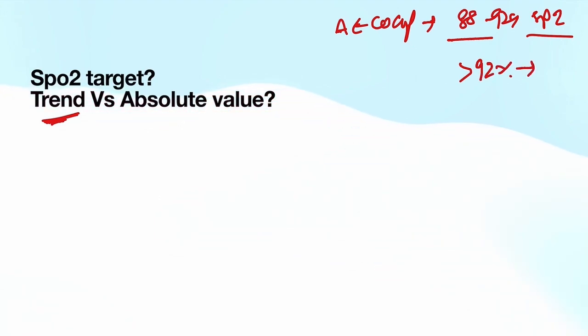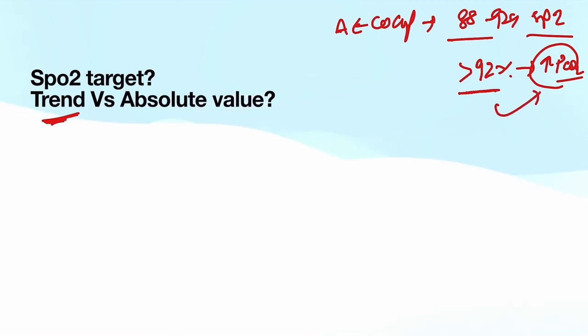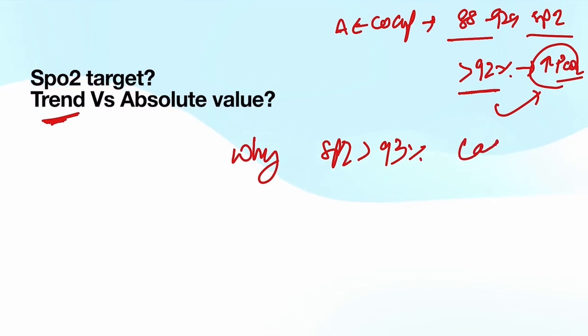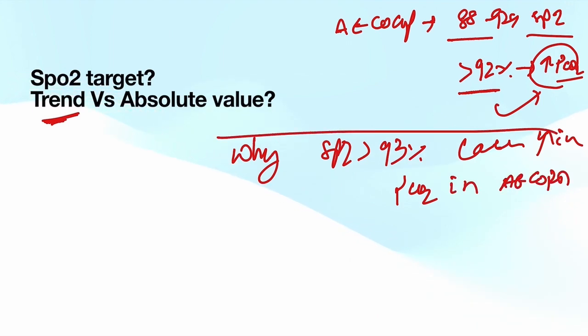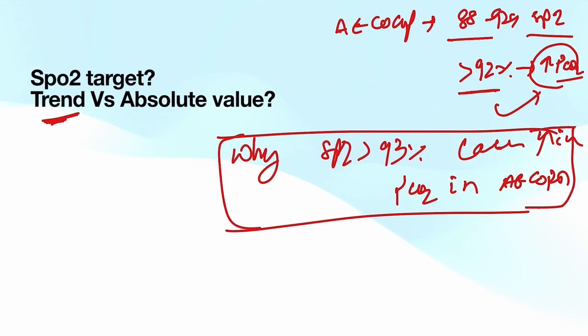Why? It causes a rise in PCO2. Why does more than 92% saturation, or hyperoxia, in these patients cause hypercapnia? Let me know in the comment section the right answer. Right? Why does SpO2 of more than 93% cause an increase in PCO2 in AECOPD? So basically, what is the mechanism? 2 to 3 interesting mechanisms are there. We'll discuss. Right?